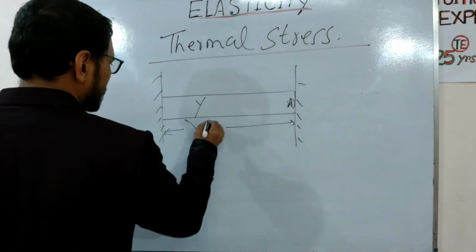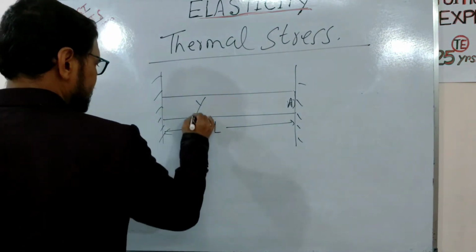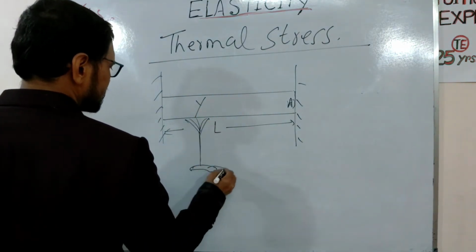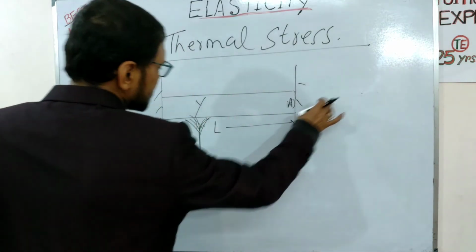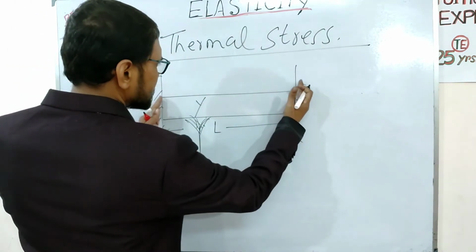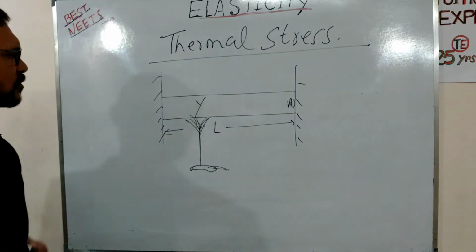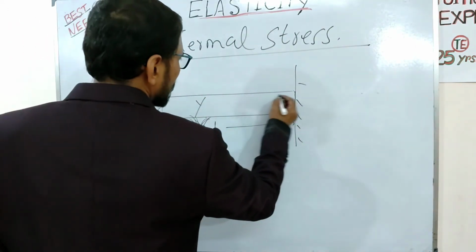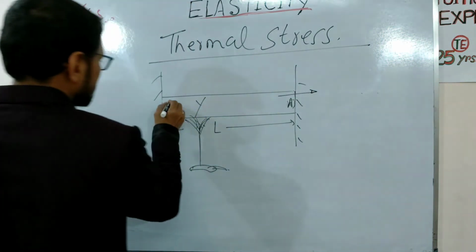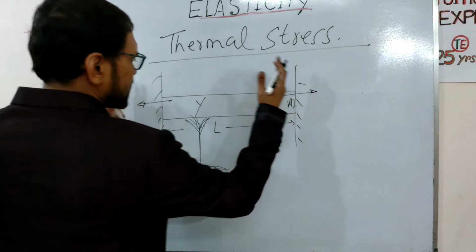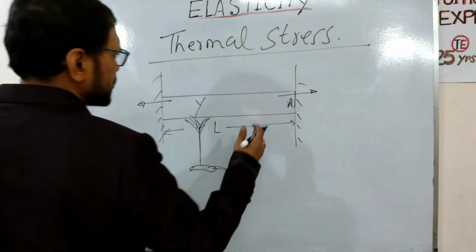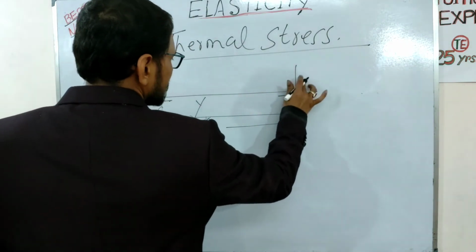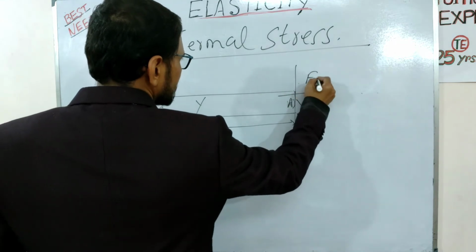Now heat is applied on the rod. If heat is applied, then the rod will extend. But this is restricted by the two vertical walls. Then what happens? The rod tries to extend, but the vertical wall resists its extension. So a force is exerted on the wall.